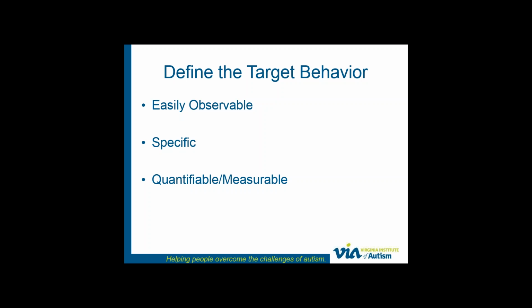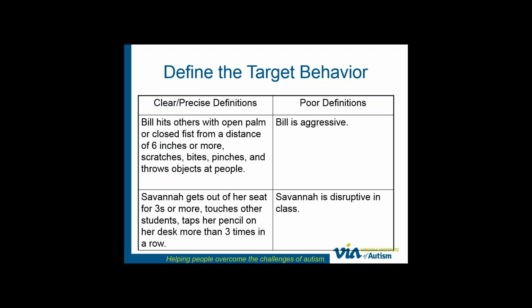And then the third piece is that it's measurable and quantifiable. So this means that you should be able to measure it in some way. For example, you can count the number of times a kid hits somebody else. You can measure the time that a child is crying and things like that. So it's important to have a measuring system.